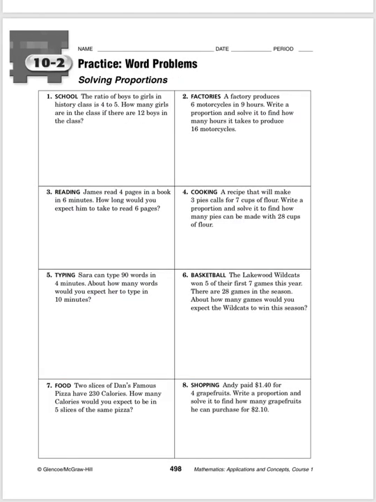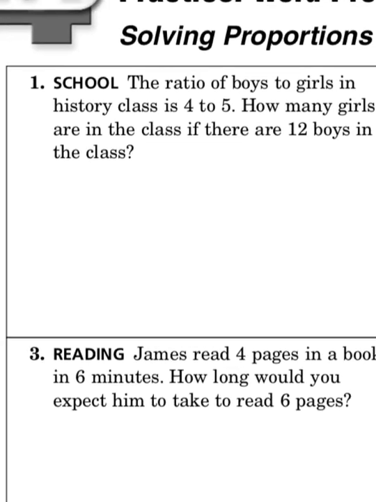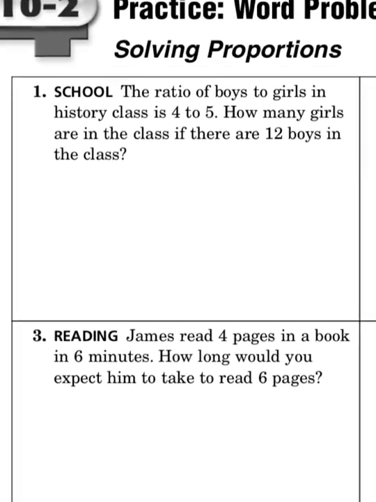All right, now we have some word problems, and the hardest part with the word problems is setting them up. Once we get them set up, this is a piece of cake. Okay, so we just kind of have to think about what the problem is saying. So it says the ratio of boys to girls in history class is 4 to 5.